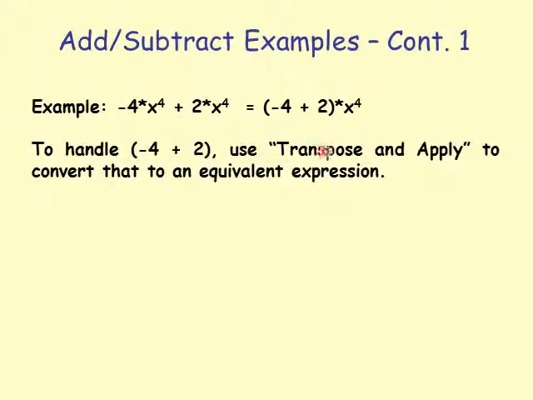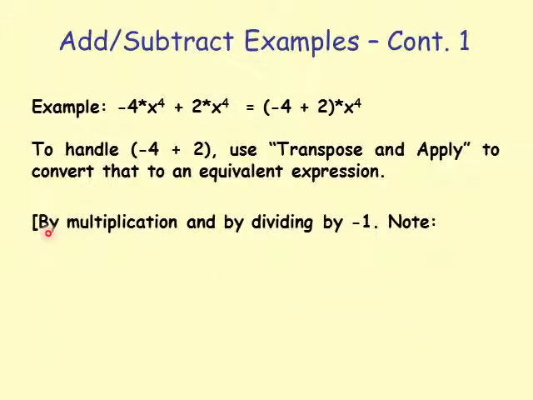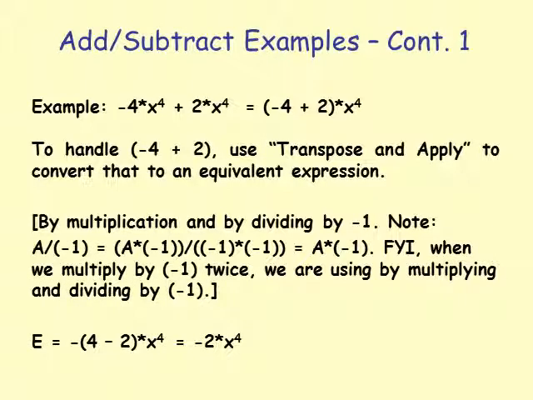We apply the sutra, transpose and apply, to convert that to an equivalent expression. Minus 4 plus 2 is asking for subtracting a larger number from a smaller number, and we would change that to an equivalent expression by using transpose and apply, and we will end up subtracting a smaller number from a larger number. Let's continue, what do we do here? We are going to do it by multiplying and dividing by minus 1. This minus 4 plus 2, we would multiply by minus 1 and also divide by minus 1. Let's continue here.